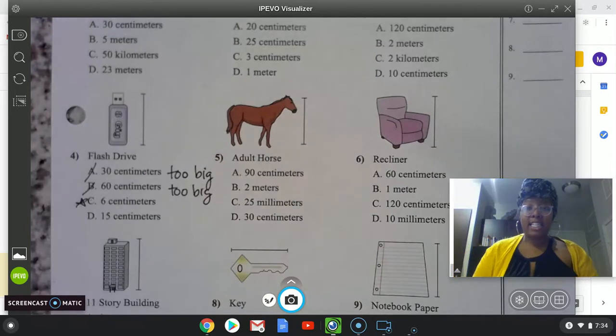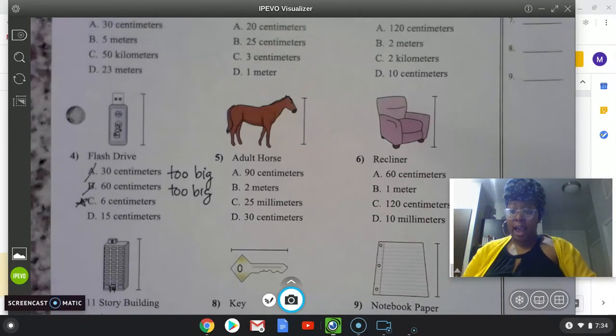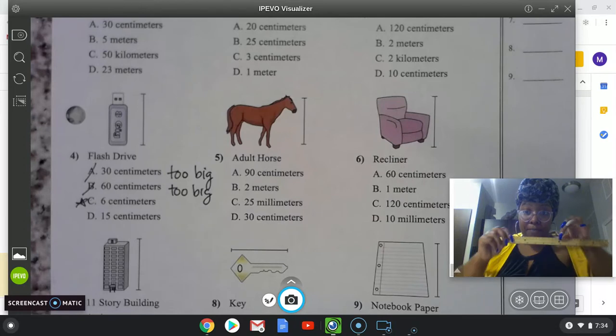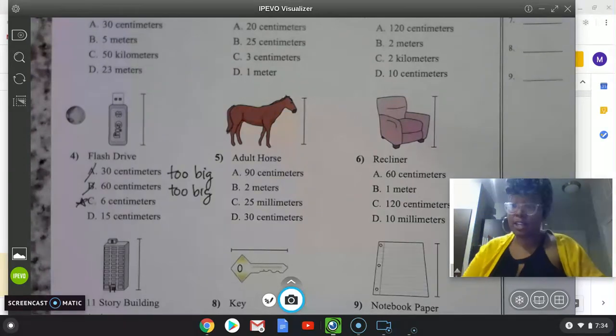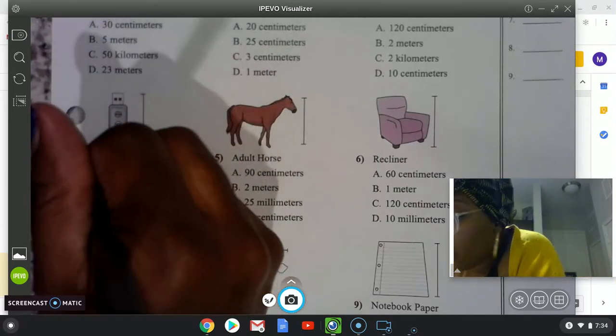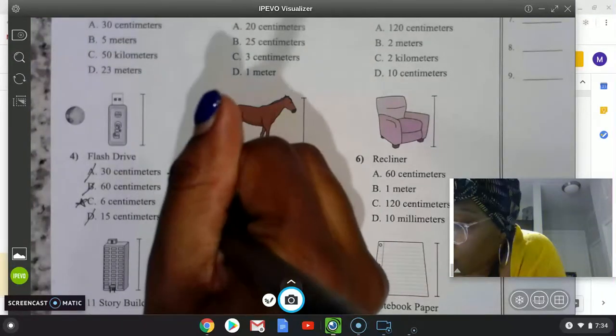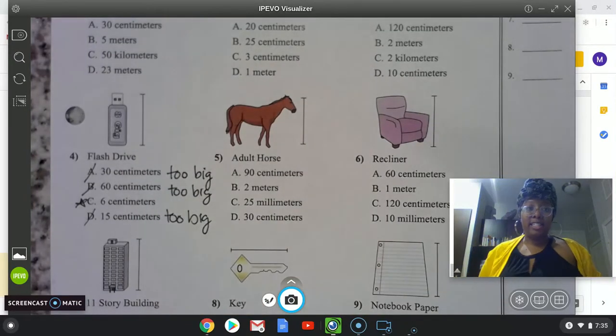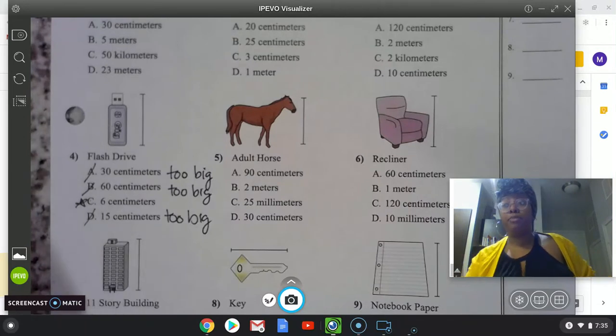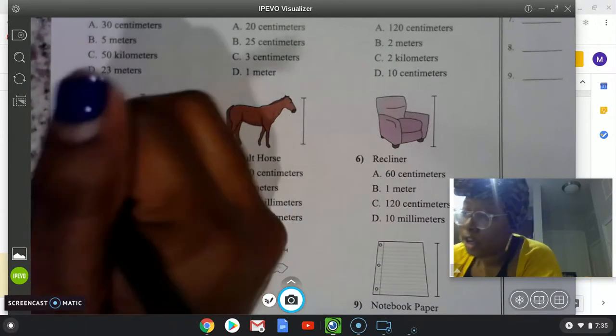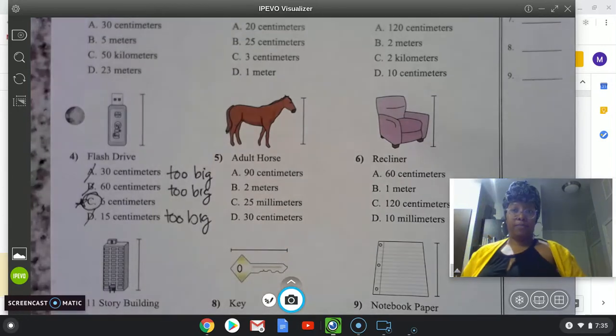And then 15 centimeters. I know that my flash drive is not 15 pennies side by side. I know if I use my ruler, it is not this right here. It's not 15. That is too big. So even though a flash drive is not exactly 6 centimeters, it's closest. And it tells me to pick the best one. So I know my answer is C.